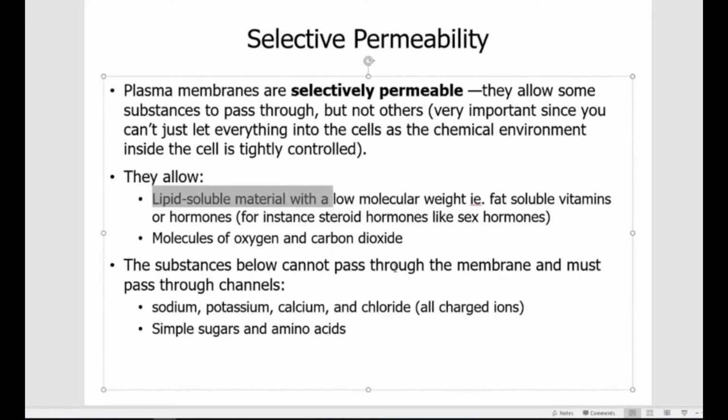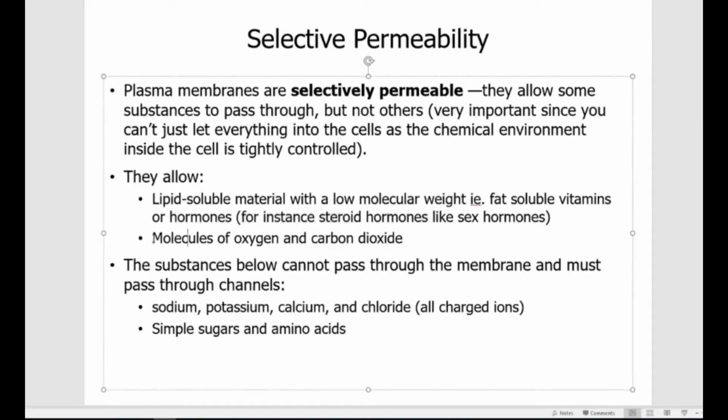But there's a little catch there. They can't be too big. They have to be relatively small molecules. So things like fat-soluble vitamins, vitamin D, vitamin E, or some hormones like steroid-based hormones, like sex hormones, those molecules can pass through the cell membrane very easily. So you can say that they can cross the cell membrane freely.